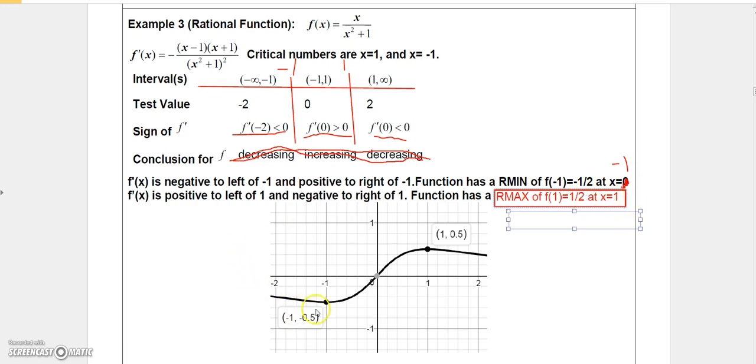Okay, so there, I think I just copied and pasted these lines from a previous problem, and I didn't change the values. So anyway, as I said, you can see from the graph here, at negative 1 you get a minimum of negative 1/2, and at positive 1 you get a maximum of positive 1/2.